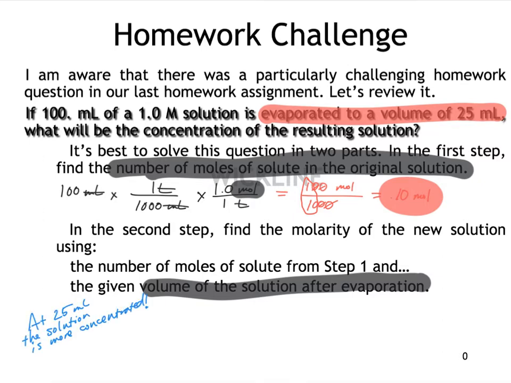So when I do my final calculation for what would be the concentration of the resulting solution, I'm going to go back to my age-old equation for molarity. Molarity is moles per liter. The number of moles did not change. It was 0.10 and it still is. And the number of liters did change. Instead of being 100 milliliters, we now have 25 milliliters. In terms of liters, we need to divide that by 1,000. So I got 0.025 as the number of liters.